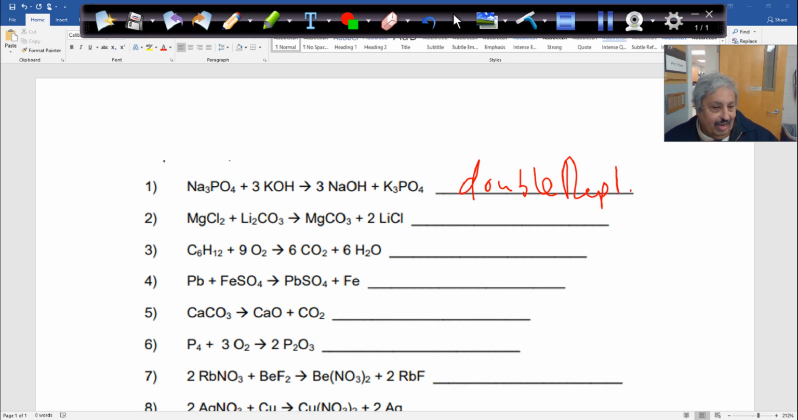Double. How about the second one? That might come in the final exam. Magnesium takes over the carbonate and lithium takes over the chloride. They're swapping partners, correct? That's double replacement again.